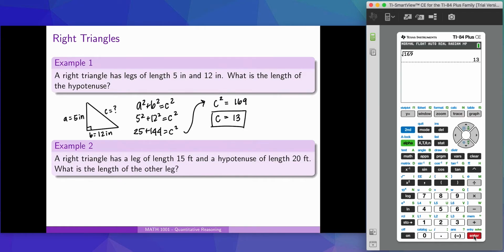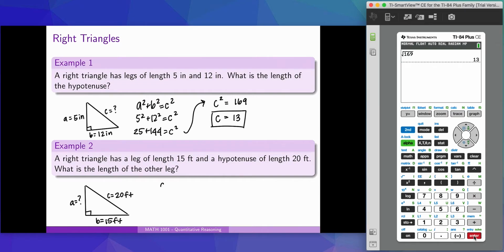Okay, so now we have another right triangle. Let's draw another one. There we go, and we'll make it right by drawing the little square. It has one leg that's length 15 and a hypotenuse of length 20. So I know that this c is 20. That's my hypotenuse, 20 feet. And one of the legs is length 15 feet, so we'll just say b here is 15 feet. That means I need to figure out the other one. We'll just call it a.